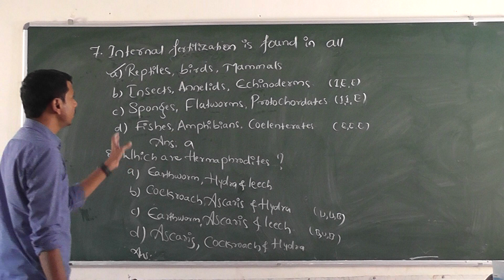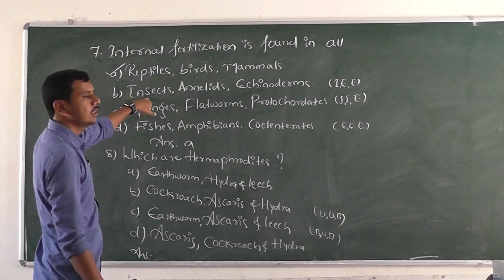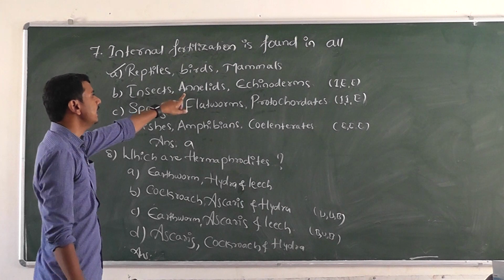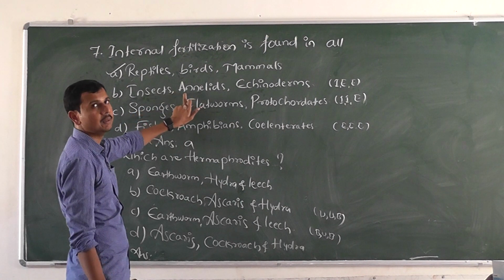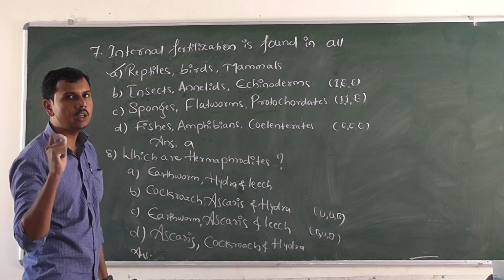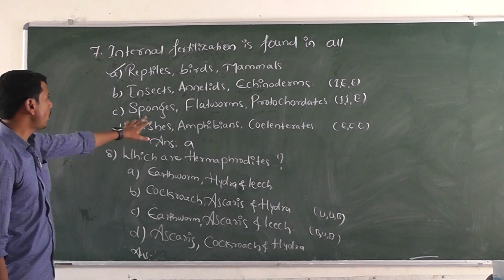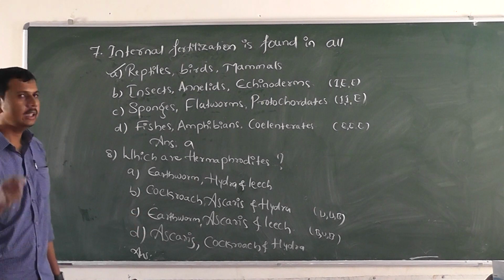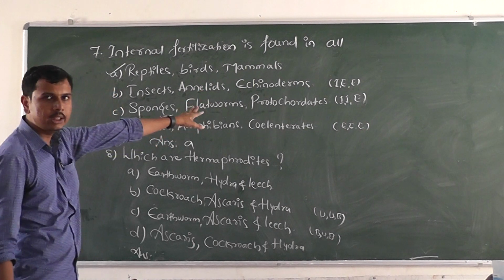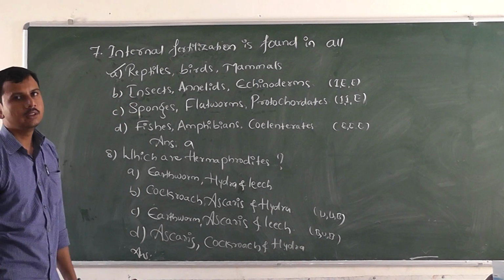So what about the remaining three options? In insects there is internal fertilization, but annelids have external fertilization, and echinoderms also undergo external fertilization. In the third option, sponges and flatworms have internal fertilization, while protochordates go with external fertilization.